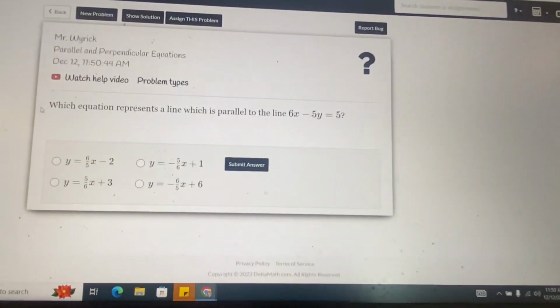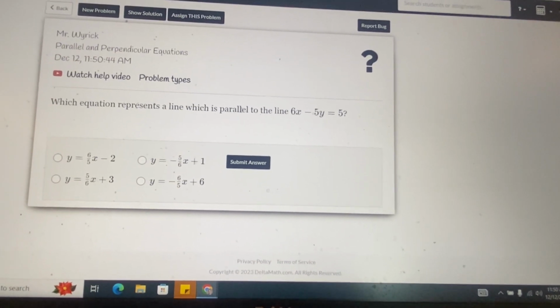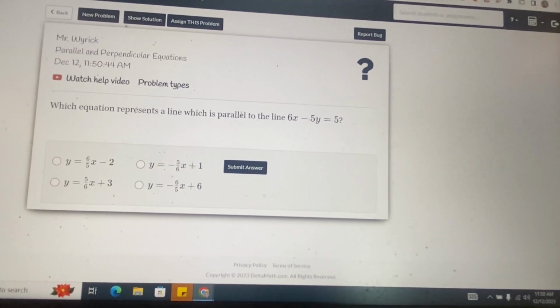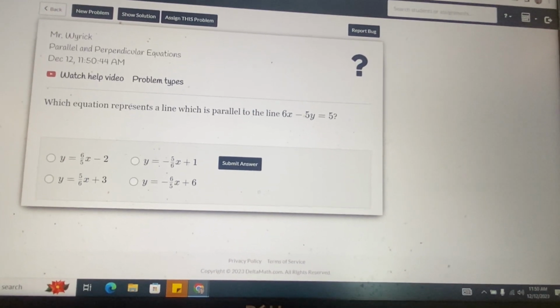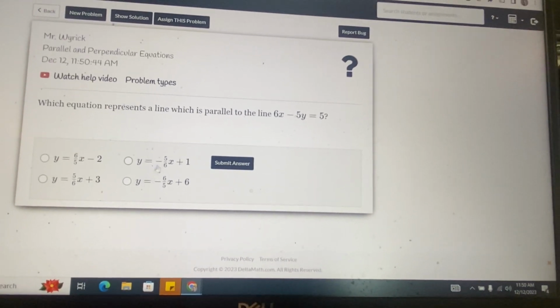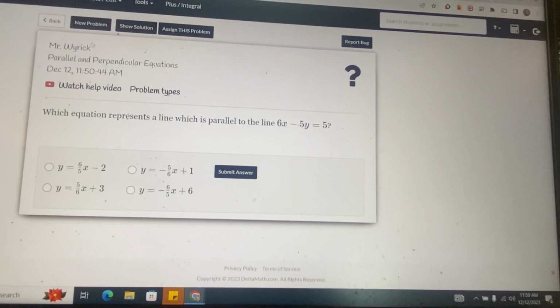Key thing to remember here is parallel is the same slope, perpendicular is opposite reciprocal. The third section, parallel and perpendicular equations, same thing. Parallel means they have the exact same slope. Perpendicular means they have opposite reciprocal slope. This one's multiple choice. You pick the one that matches up.